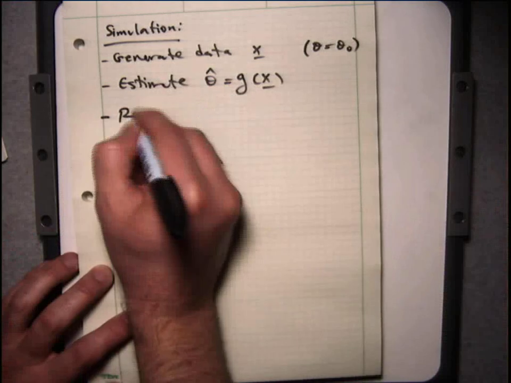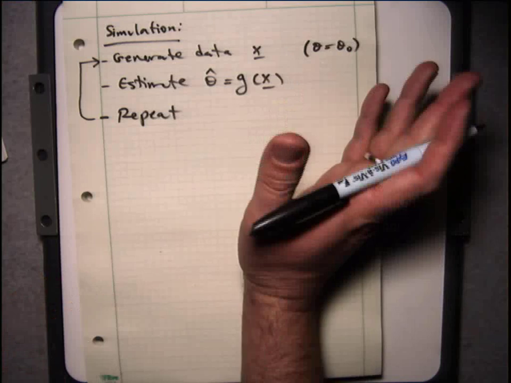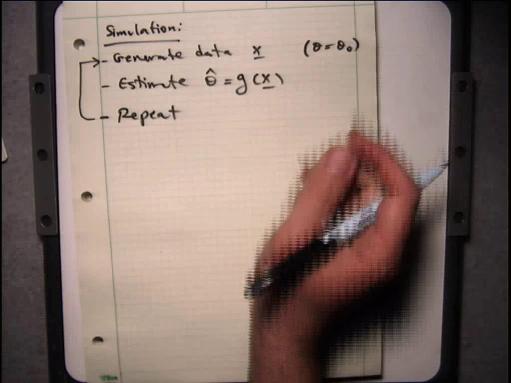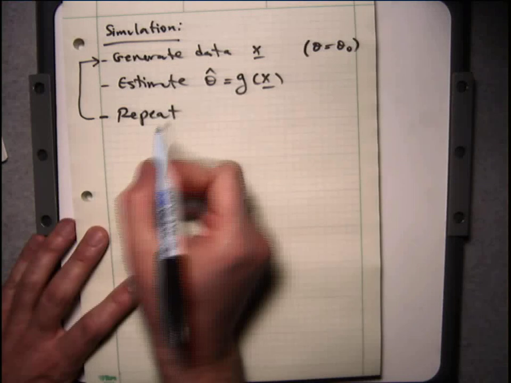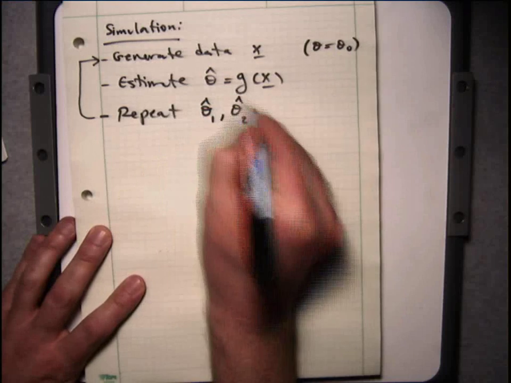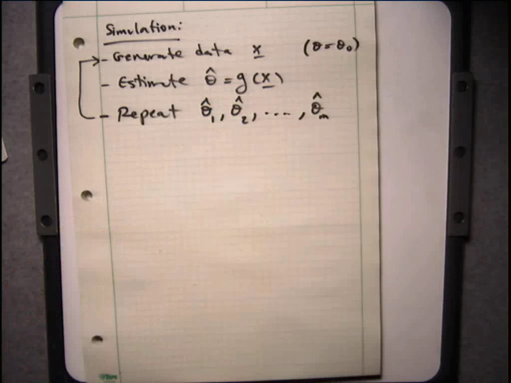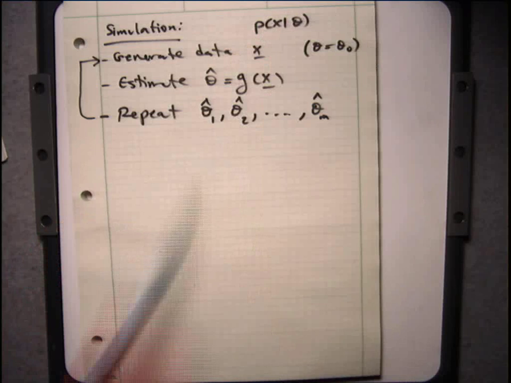And then you repeat this process, which means you go back and generate some new data, always keeping the distribution fixed. It's the same noise distribution, but different realizations of the noise. So for instance, in MATLAB, if you say rand of something, it will give you a random vector. Now if you say rand again, it'll give you another random vector. It won't give you exactly the same numbers, but it'll give you numbers from the same distribution. Rand will give you a uniform distribution, randn will give you a Gaussian distribution. So you repeat this, and let's say you repeat this m times, you get theta 1 hat, theta 2 hat, and so on, theta m hat. Each time, the density is the same, but the data is different.